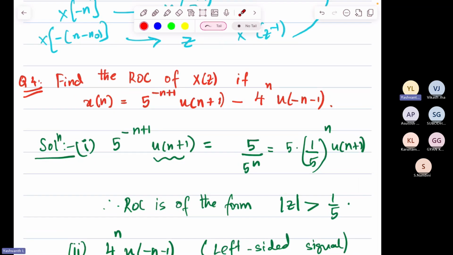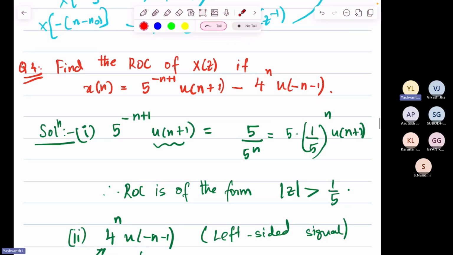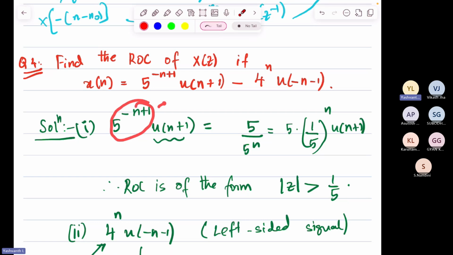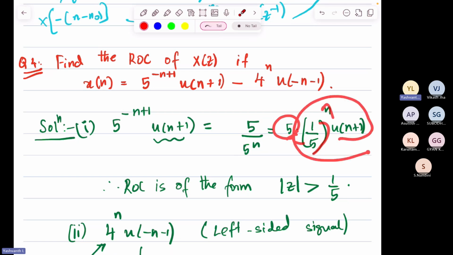Okay. So the question is: find the ROC of the Z transform of x of n given by 5 power minus n plus 1 times u of n plus 1 minus 4 power n into u of minus n minus 1. Okay, so let's see. 5 power minus n plus 1 is nothing but 5 by 5 power n. So this is nothing but 5 into 1 by 5 power n into u of n plus 1.